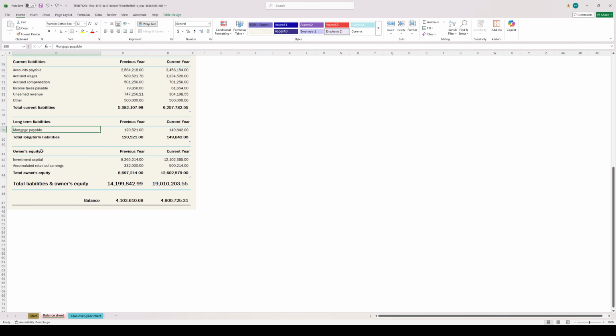Okay. So next we have the owner's equity. So we have the investment capital, which is the money of the investment. Capital is basically another word for money, but in investing terms.